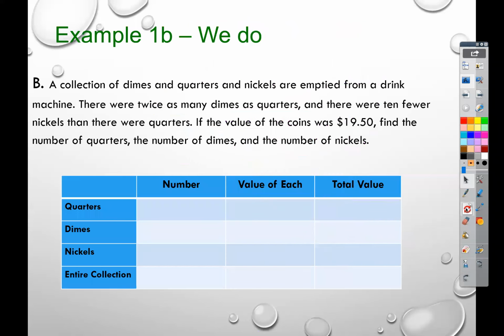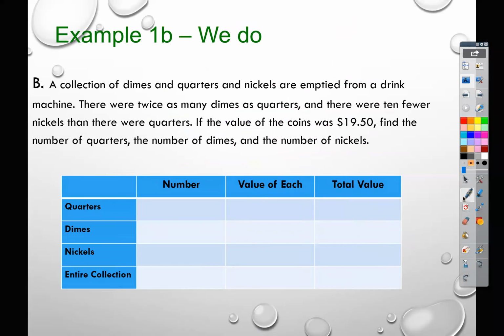Okay, B says a collection of dimes and quarters are emptied from a drink machine. There are twice as many dimes as quarters, and there are 10 fewer nickels than there were quarters. If the value of the coins was 1950, find the number of quarters, the number of dimes, and the number of nickels.